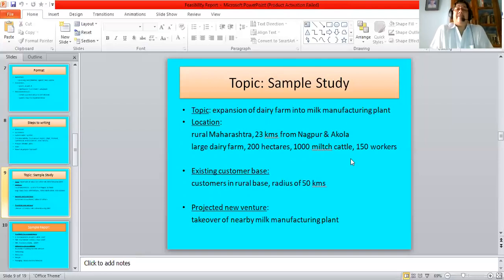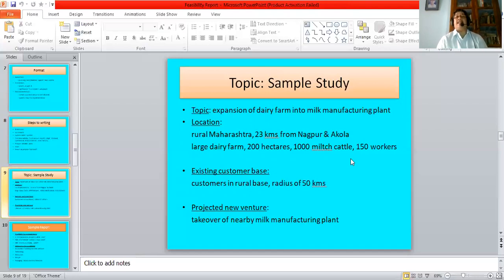And it is located a few kilometers away from Akola. So it is located in the Vidarbha region, in the rural belt, but not too far from the city of Nagpur, the town of Akola. It's a fairly large dairy farm of 200 hectares, and there are 1,000 milk cattle, and the farm is manned by 150 workers. So these are some of the features of the case study.